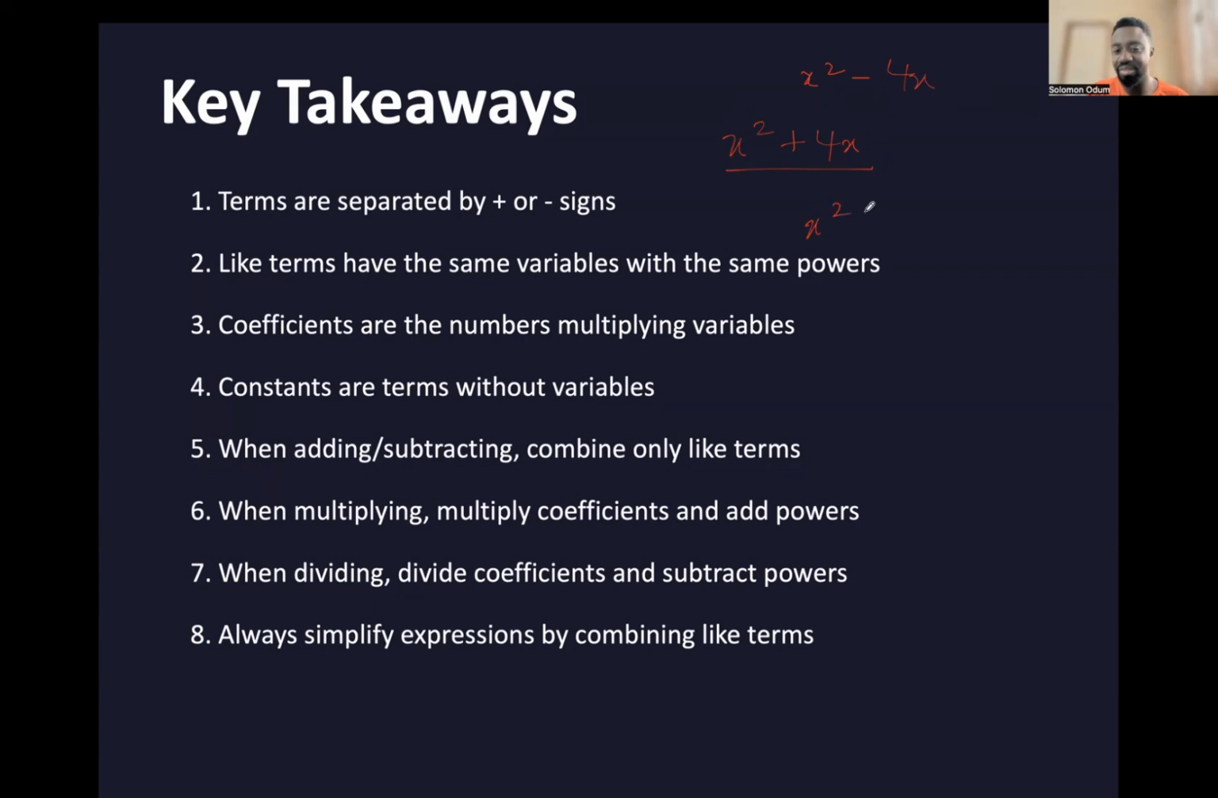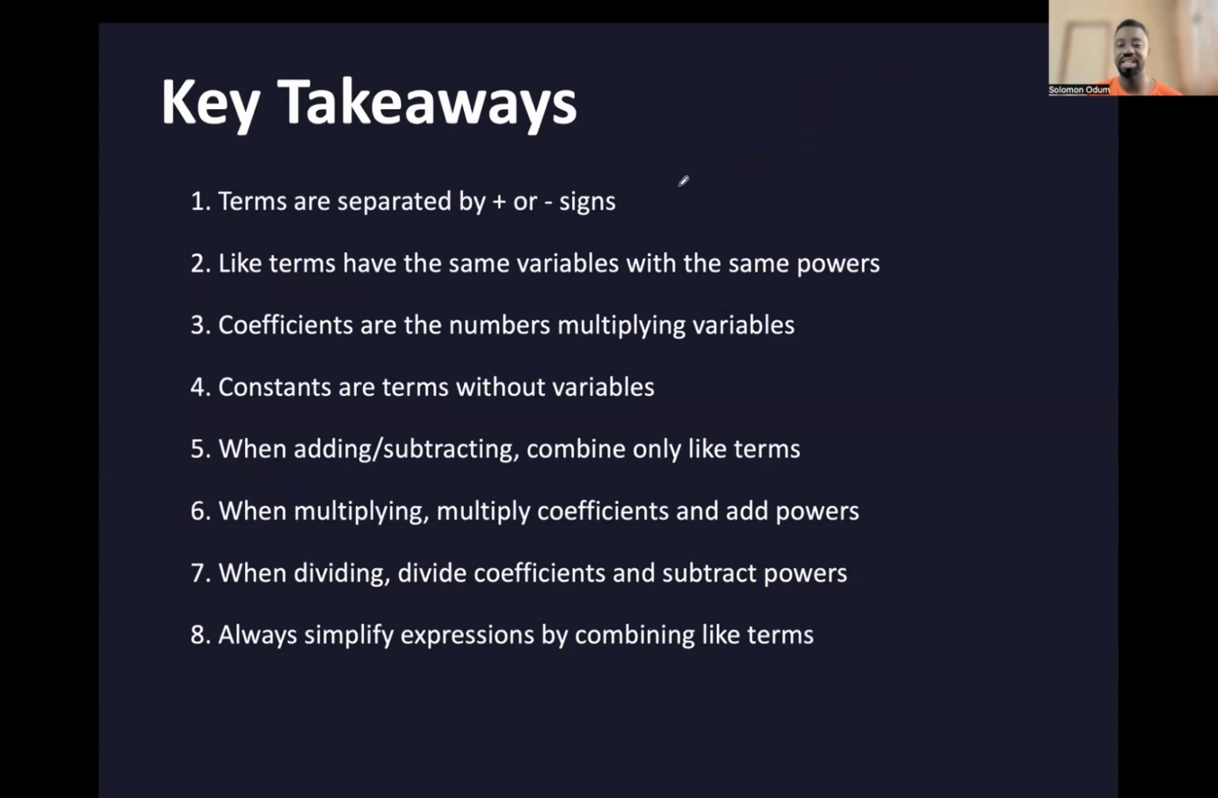Because x squared times 4x gives 4x cubed. You multiply the coefficients, 4 times 1, and you add the exponents, 2 plus 1, which makes 4x cubed. So remember, terms are separated by plus or minus signs in an algebraic expression.